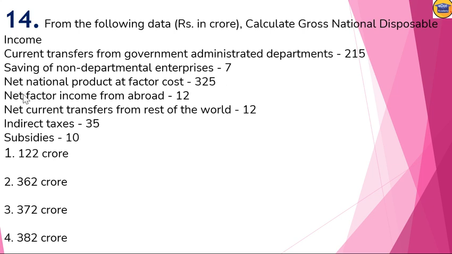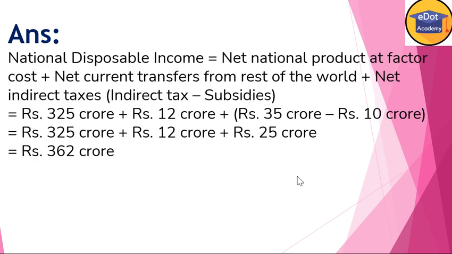Net national product at factor cost 325. Net factor income from abroad 12. Net current transfer from rest of the world 12 crore. Net direct taxes 35 and subsidies 10. To find out the gross national disposable income, the formula is the same here. You can see once again: net national product at factor cost plus net current transfer from rest of the world plus net indirect taxes.